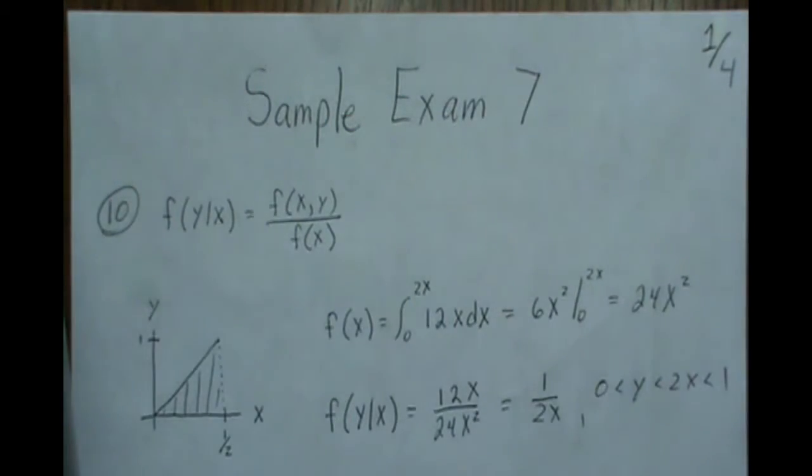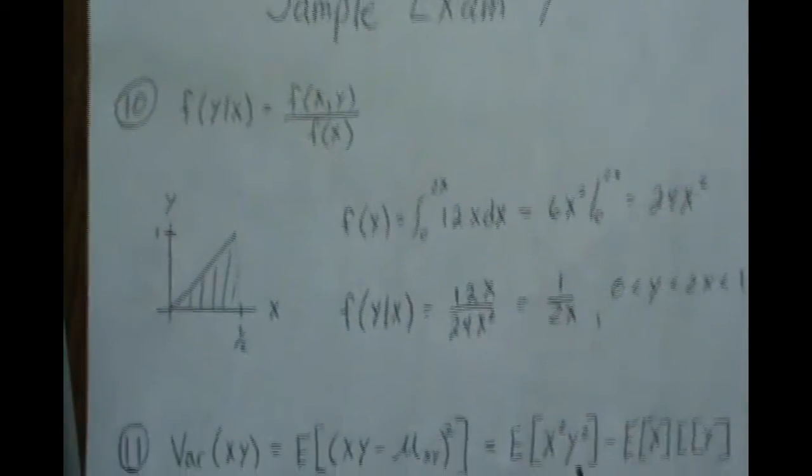Number 11. Let x and y be independent random variables, each with density f of t equal to 1 over 2 theta for t between negative theta and theta, and 0 otherwise. If the variance of xy is equal to 64 over 9, then theta equals, number 11.